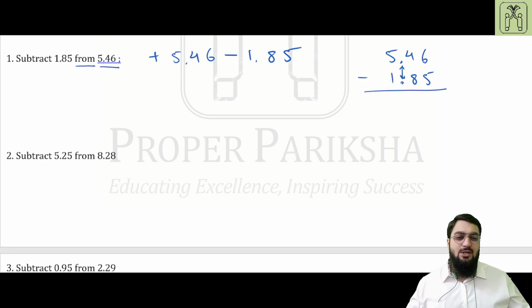So 6 minus 5 will give you 1, 4 minus 8 will not be possible, therefore it will become 14, and this will become 4. So 14 minus 8 will become 6, and 4 minus 1 will become 3. The point will be placed aligned with the question, and the answer will be plus 3.61.